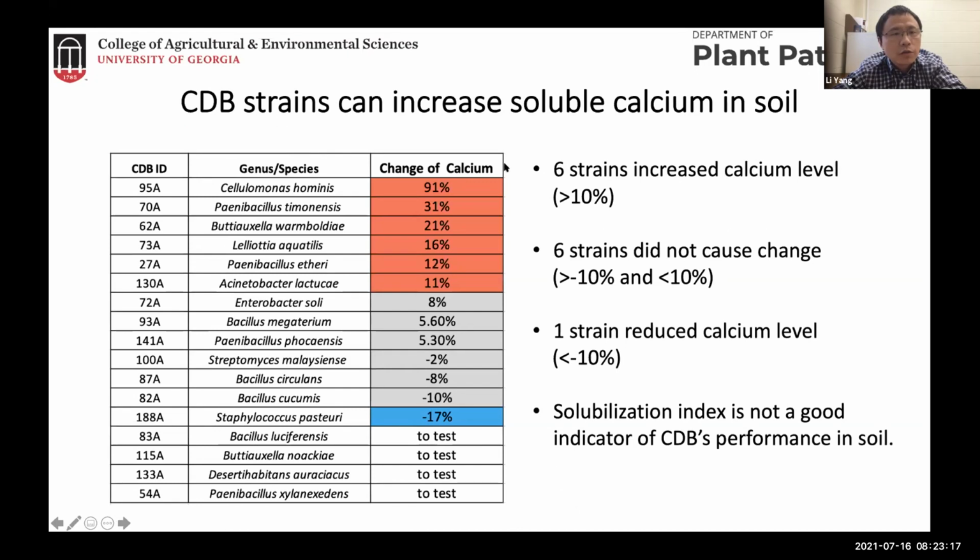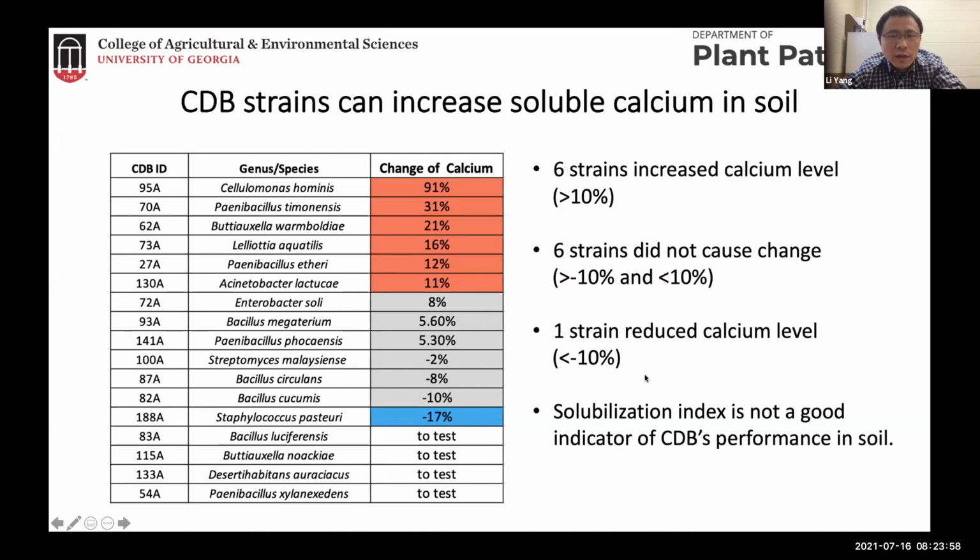Then we move to individual strains. Of all the 14 strains that we have tested, 6 individual strains, once they're mixed in soil at a certain concentration, increase calcium level by more than 10%, and 6 strains did not cause any change. The range is between 10% and minus 10%, so we assign them no change, and 1 strain actually reduced calcium level. And I should mention that, as Alan mentioned in his presentation, none of these strains cause negative impact on seed germination or early seedling growth.